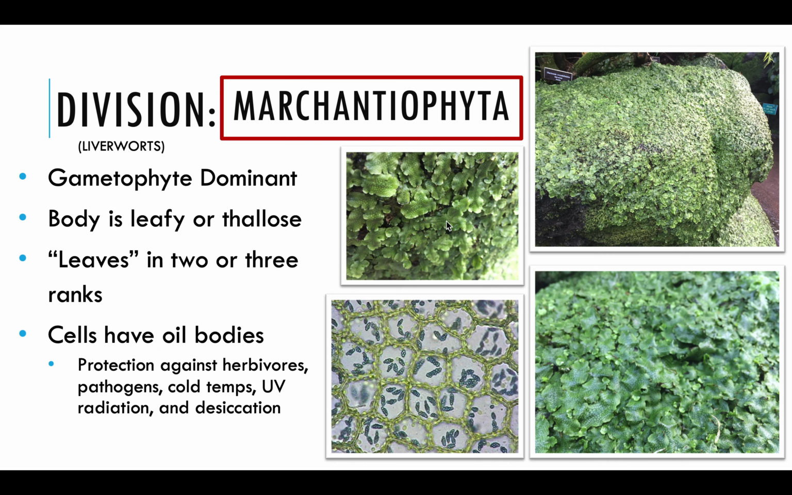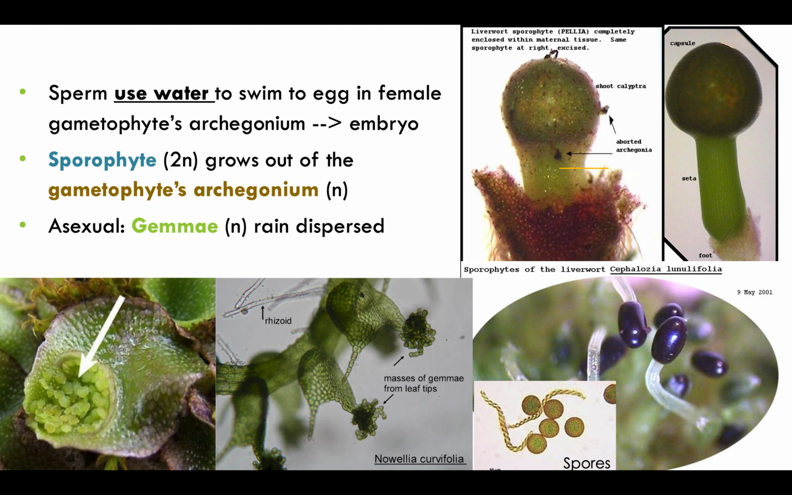So they're not real leaves, are in ranks of 2 or 3, so you can kind of see them branch out a little in groups of 2, 1, 2, kind of like that. It's hard to tell from this photo. They also have specialized cells called oil bodies. These provide protection against cold temperatures or drying out, even herbivores from eating them, things like that.